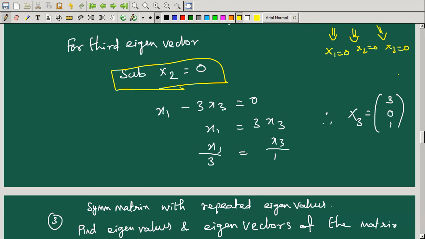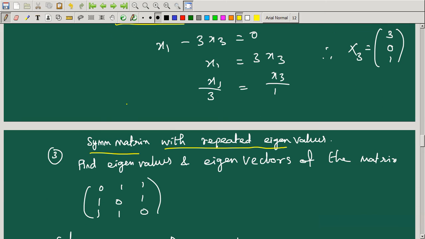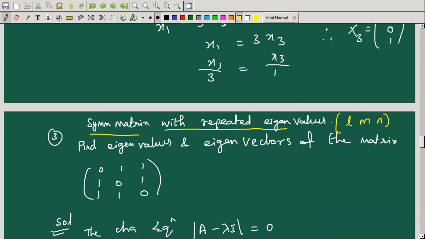So at present we have completed type 1, type 3 is the same process, and type 2 we have completed. The final thing is type 4. What is type 4? Type 4 is a symmetric matrix with repeated eigenvalue. For this, you have to make a note: for a symmetric matrix with repeated eigenvalue, always use the cross product rule for the third eigenvector. Don't forget, this is very important.